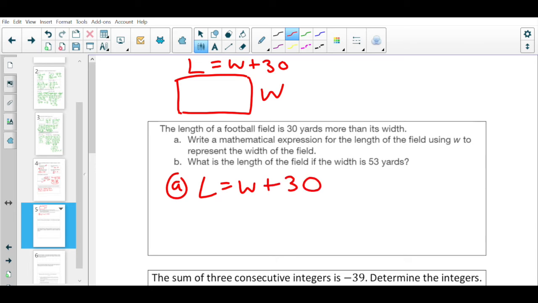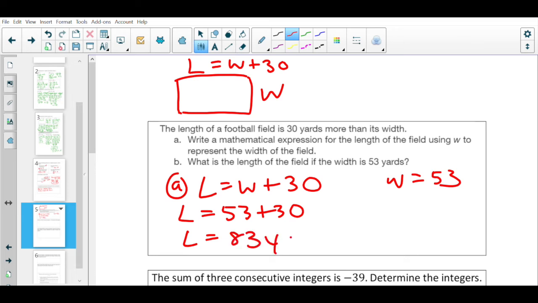What is the length of the field if the width is 53 yards? So we are saying W equals 53. So L equals 53 plus 30. So it's a substitution. L equals 83 yards.